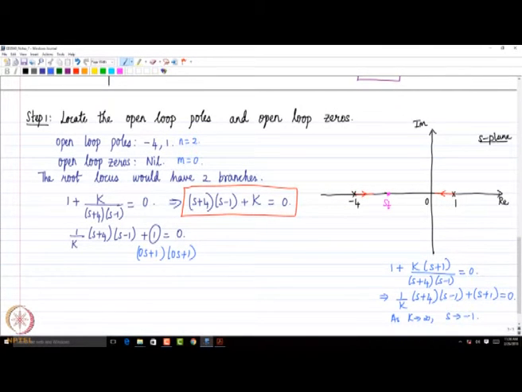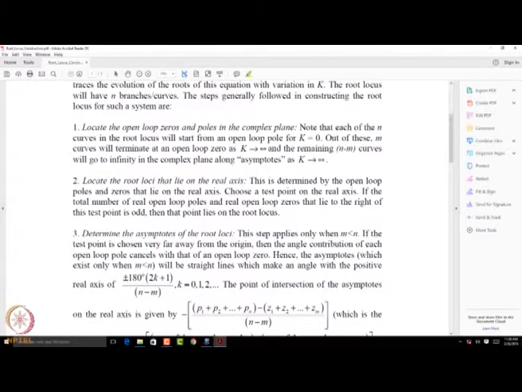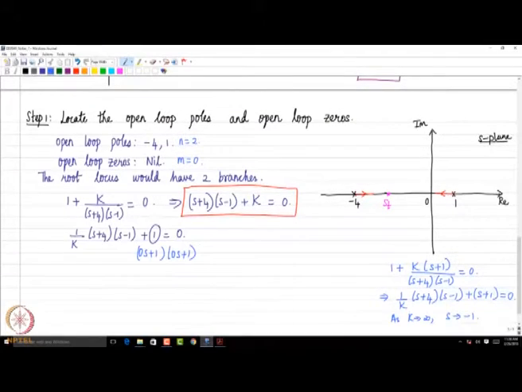Here, the remaining n minus m curves will tend to asymptotes as k tends to n. So what does that mean? We are going to come there, right? We will come in point number 3. Okay. So what it means is that, see, as k tends to infinity, the first term goes away, right.